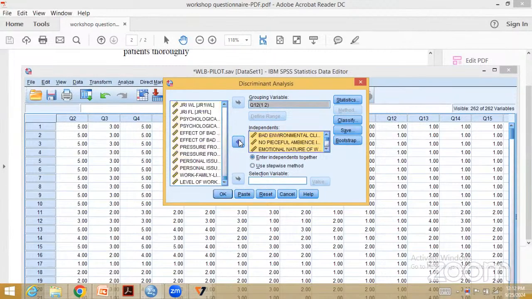What is our hypothesis? There is no significant difference in the factors which create job stress among the gynecologists working in private hospital and government hospital. This is our null hypothesis, and it is tested with multiple discriminant analysis. Why? Because question number 12 is connected to this variable and has two groups. So there is a nominal to interval relation. Then click OK.